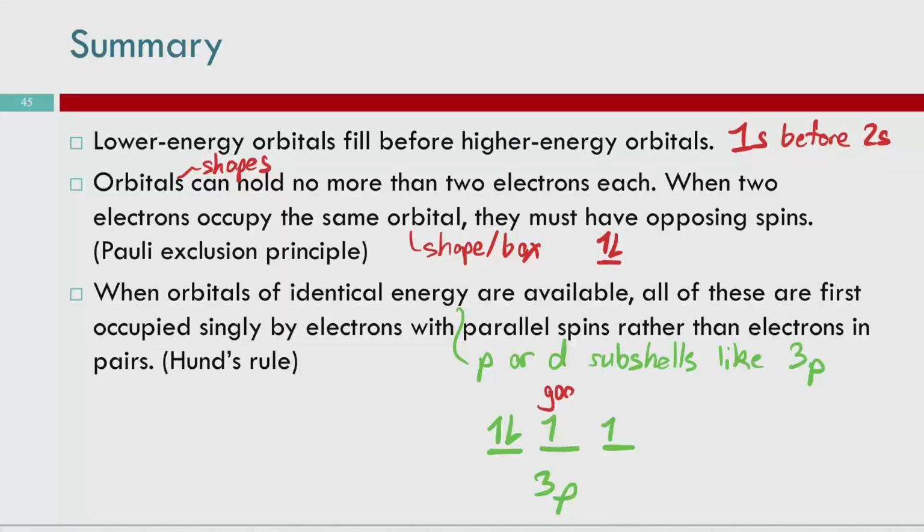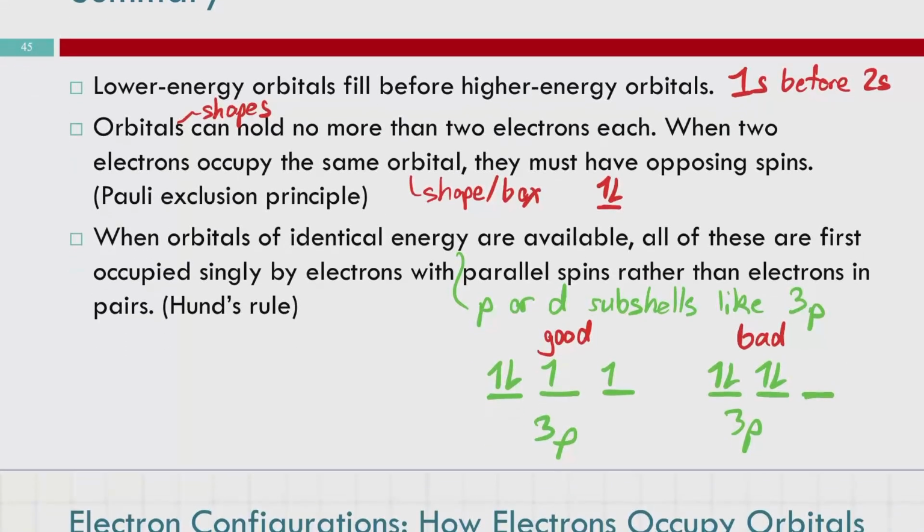So this would be an example of one that's good. An example of one that would be bad would be if we had up, down, up, down. And the reason this one's bad is because we've got an empty orbital. So one of these two orbitals should split up and share between the two orbitals instead.